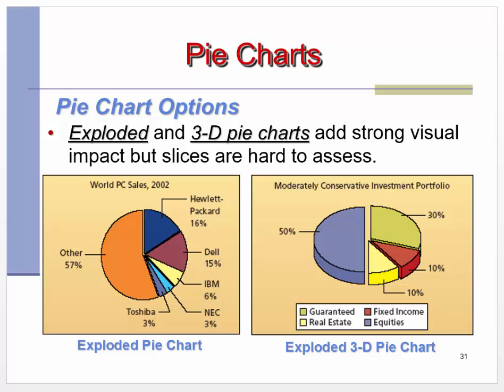Pie chart options. You can actually have an exploded pie chart and a 3D pie chart. This is an exploded pie chart, kind of like the pie slices are removed a little bit, kind of exploded, right? It's nice to show that. Or you can make it 3D. The third dimension, the height of the pie, is meaningless. It just makes it look nice.